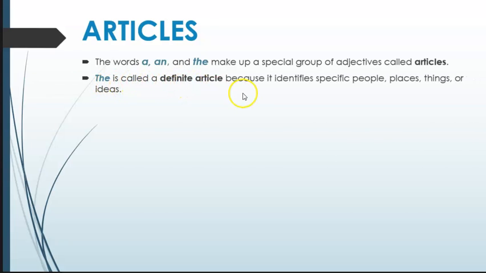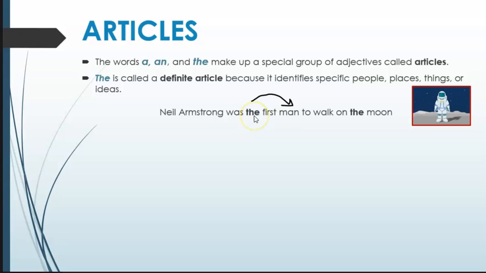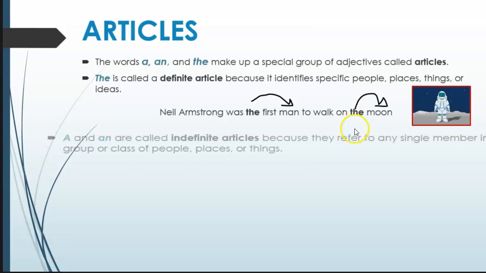The is what we call a definite article, and it's because it identifies a specific person, place, or thing or idea that we know of. We know specifically which noun we're talking about. So for example, Neil Armstrong was the first man to walk on the moon. In this sentence, the is the article, it's modifying man, and we know which man it is. When we say the first man, we know we're talking about Neil Armstrong. So we use the here, not a. And again, the is modifying moon here. We only have one moon. We know specifically what we're talking about, the moon. It's not like any moon, a moon. We know which moon he walked on, so we use the.